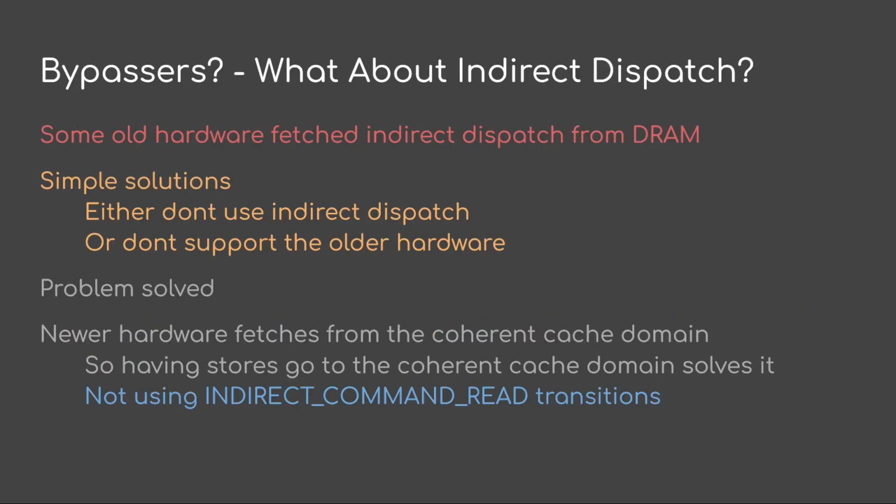What about some bypassers? Hardware that breaks the rules. What about indirect dispatch? There is some old hardware that fetched indirect dispatch from the DRAM instead of the coherent cache domain. I have some simple solutions for that hardware. Either don't use indirect dispatch or don't support the older hardware. Both of those work perfectly well. Newer hardware fetches from the coherent cache domain, so having stores go to this coherent cache domain solves the problem. I don't even have to use indirect command buffer read transitions.